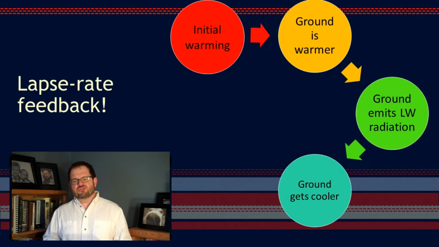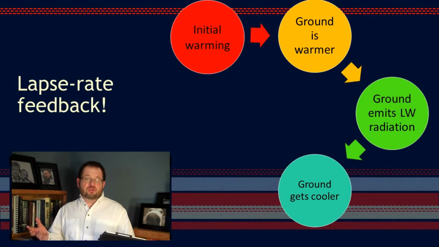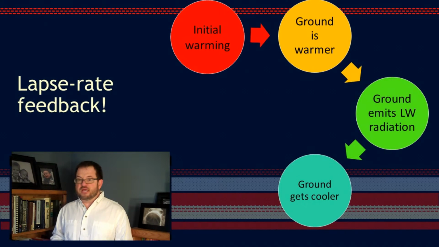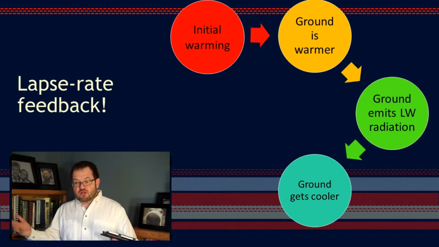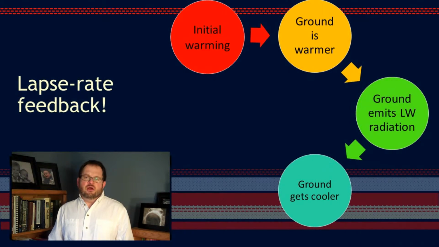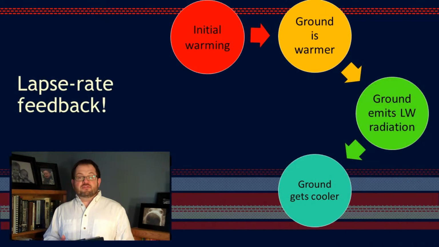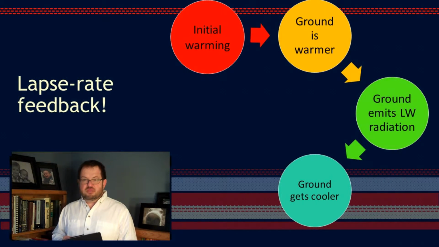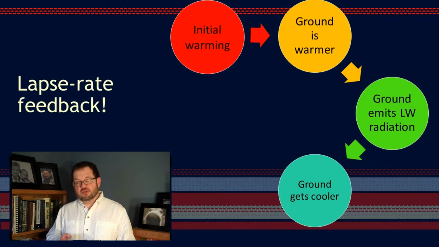I changed the way I structured this diagram here. If we started with the initial warming that made the ground warmer, well, by the Stefan-Boltzmann law, that means the ground's going to emit more long-wave radiation. And if the ground emits more long-wave radiation, it cools back down. This is a type of feedback, right? The amount of radiation the ground gives off does depend on the temperature, and emitting more radiation cools the ground back down. That's the lapse rate feedback. And again, it's a very fast feedback. It isn't like the ground will wait a decade and then emit the radiation. As soon as the ground is warmer, it's emitting more radiation.